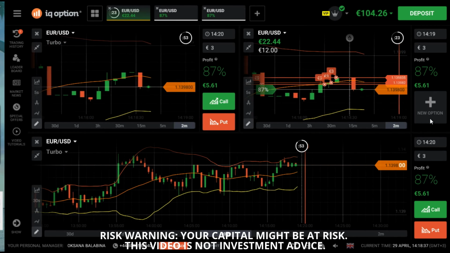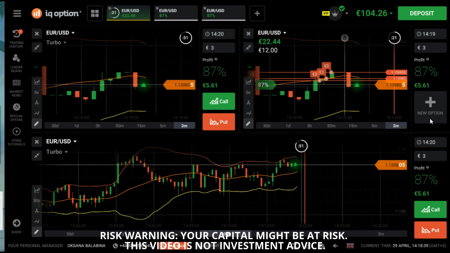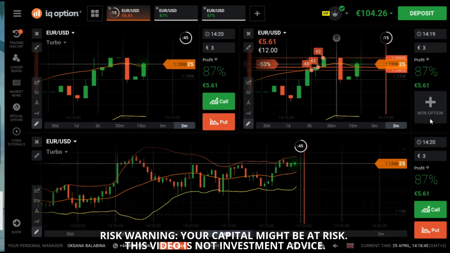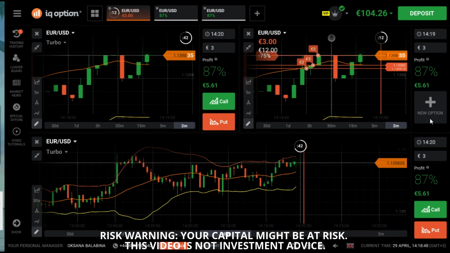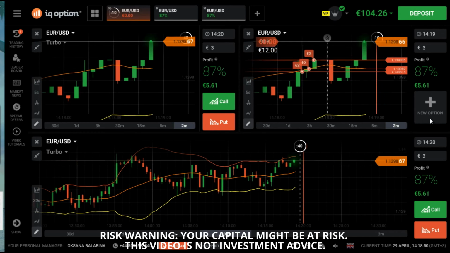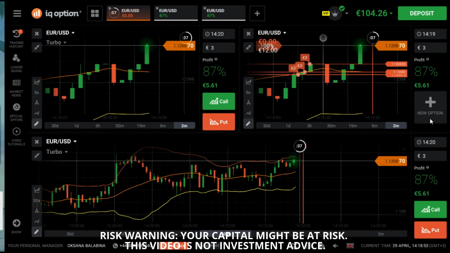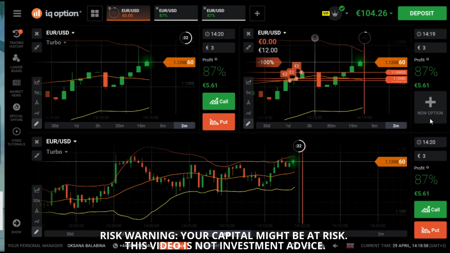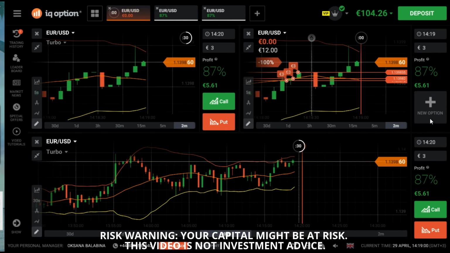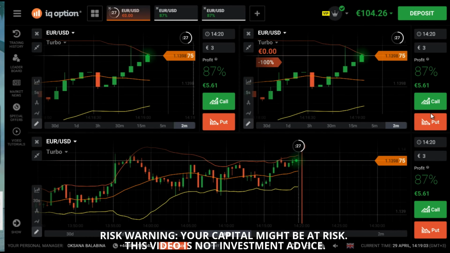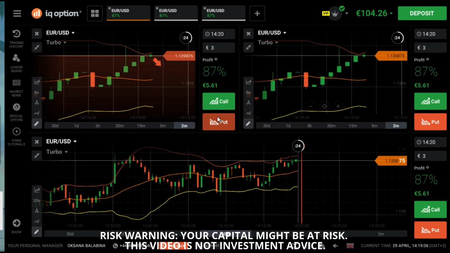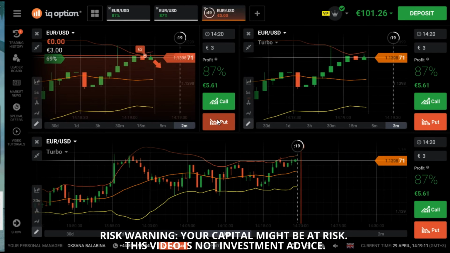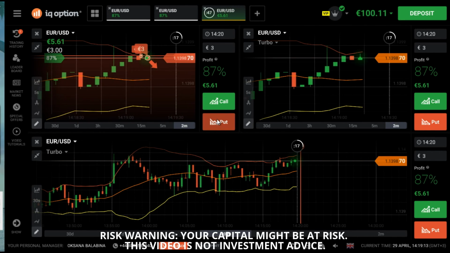As you can see on the 30-second chart, there's no steep angle on the Bollinger Band. Means it's just going to come back and go back and forth. So I'm using the reversal with this kind of chart. Okay, I lost on the second window. Try it again on the first window.